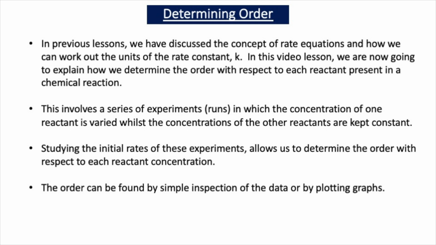This involves a series of experiments called runs in which the concentration of one reactant is varied whilst the concentrations of the other reactants are kept constant. If you study the initial rates of these experiments, it allows the order with respect to the reactant to be determined. The orders can be found by simple inspection of the data or by plotting graphs. At A level, you'll be expected to use the inspection method to determine the orders of each reactant.